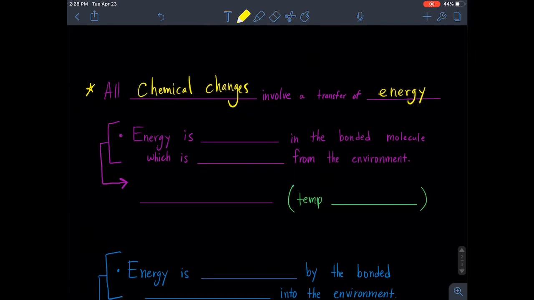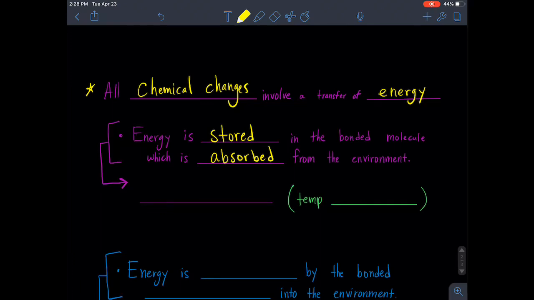So in this case, energy is stored. It's stored because it pulls in energy. It needs energy in order to come together. So energy is stored in the bonded molecule, which it has to get that energy from somewhere. So it is absorbed from the environment. So if energy is taken from the environment, put into the molecule, then the environment gets cooler.